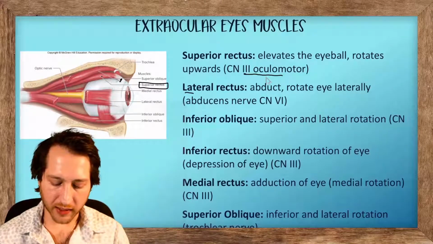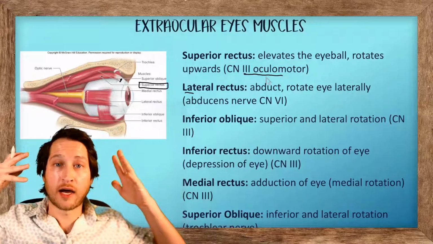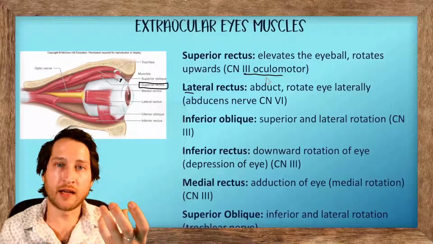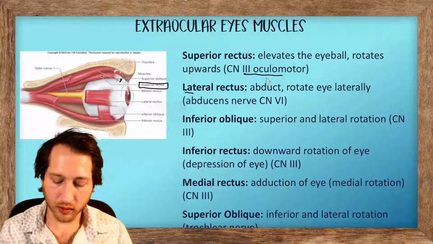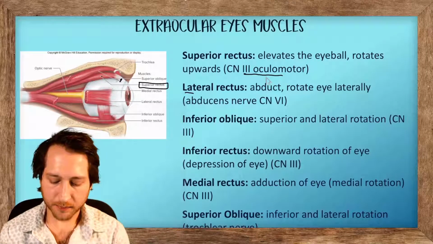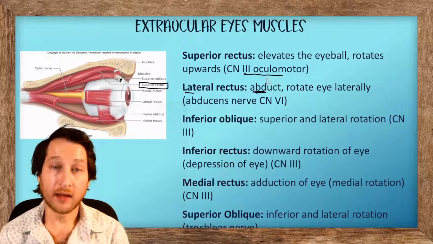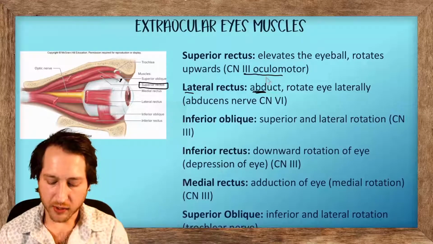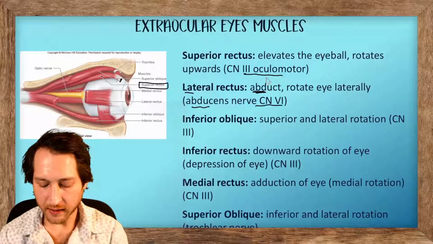Now the lateral rectus, so that's going to be on the lateral sides of the eye. And this can be difficult if you just get a single eye. It might be difficult sometimes to know which is the lateral and which is the medial. But the lateral rectus abducts, so it's going to rotate the eye laterally or away from the midline, and that muscle is innervated by the abducens nerve or cranial nerve 6.